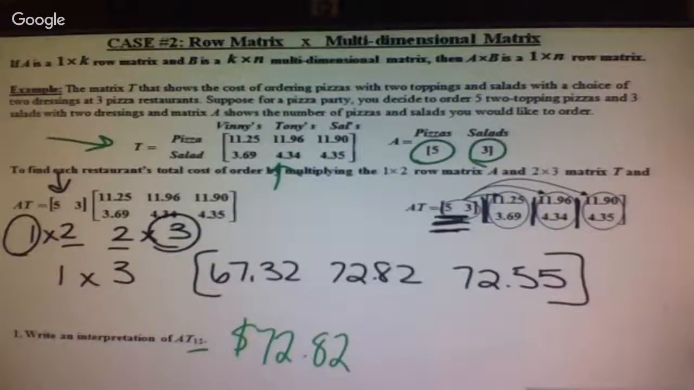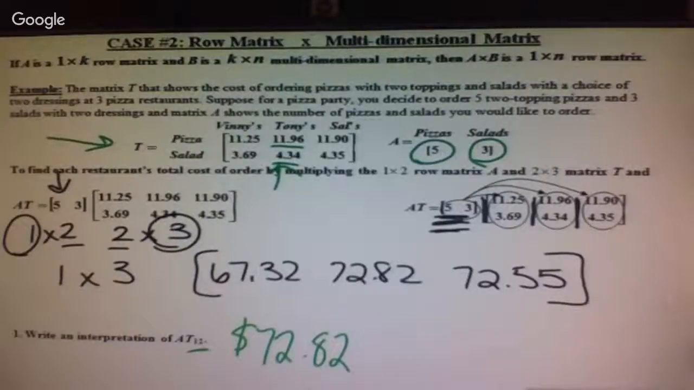Each pizza costs $11.96. Each salad costs $4.34. That's why we spent $72.82. We bought 5 pizzas at Tony's for $11.96, and we bought 3 salads at Tony's for $4.34. They may just give you something like this and say, "Tell me why this has happened."